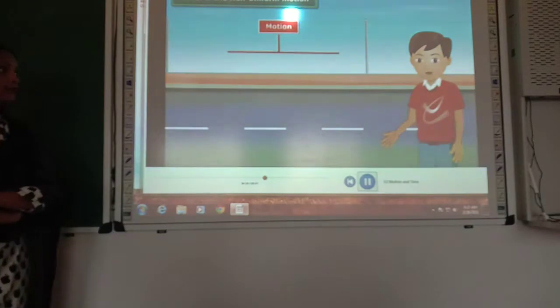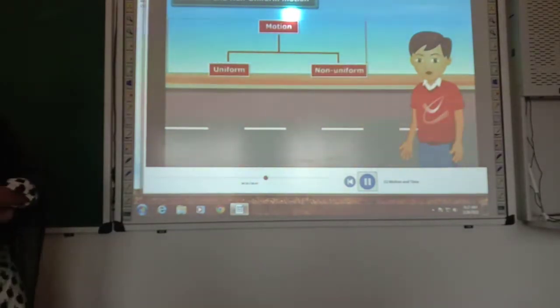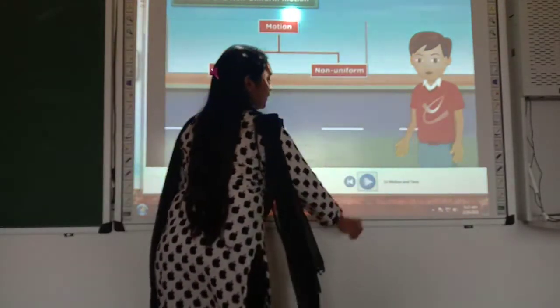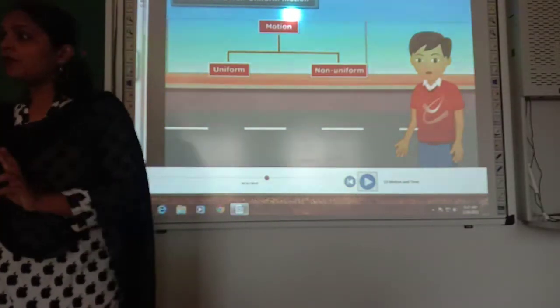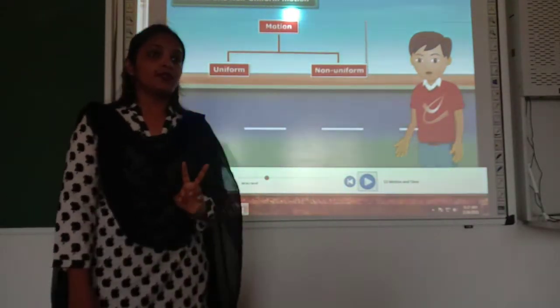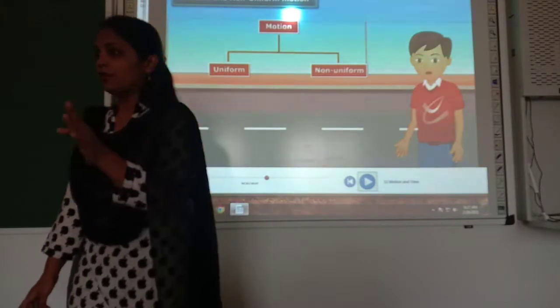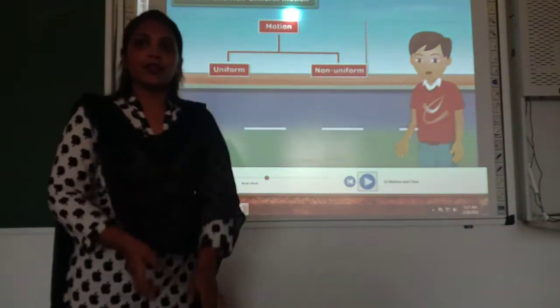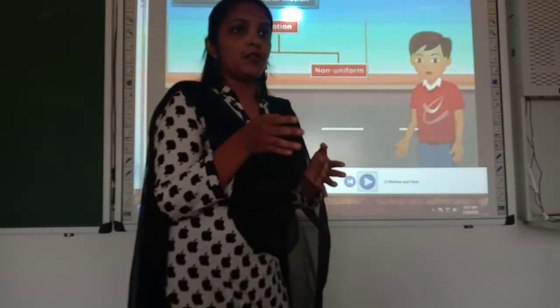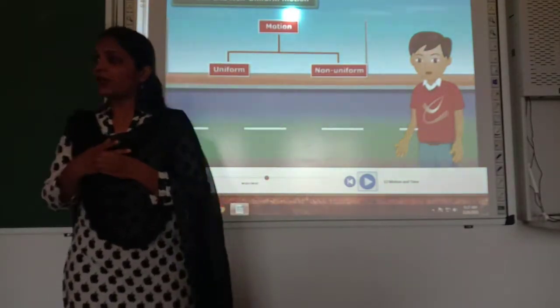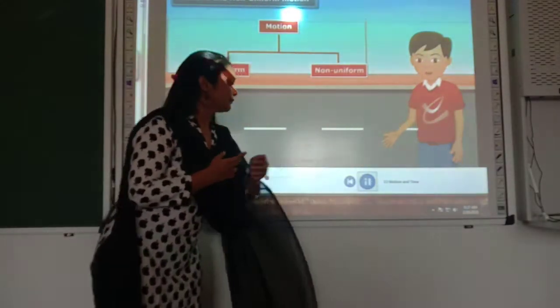Motion can be classified as uniform or non-uniform depending on the speed. We are having two types of motion: uniform motion and non-uniform motion. As the name describes, uniform मतलब कुछ straight motions होंगे, non-uniform जो straight नहीं होंगे, जो थोड़े diverted होंगे. Okay, let's see. Speed of an object.